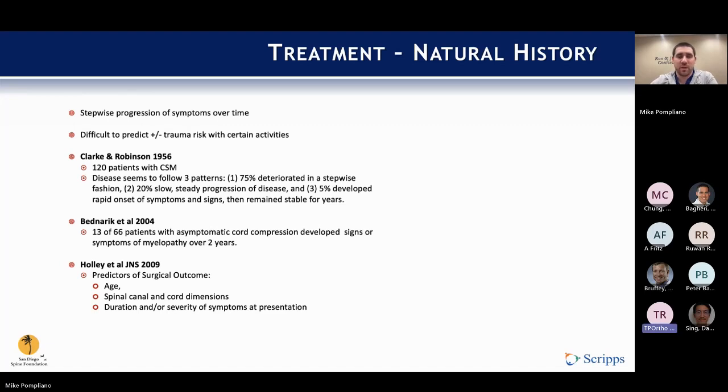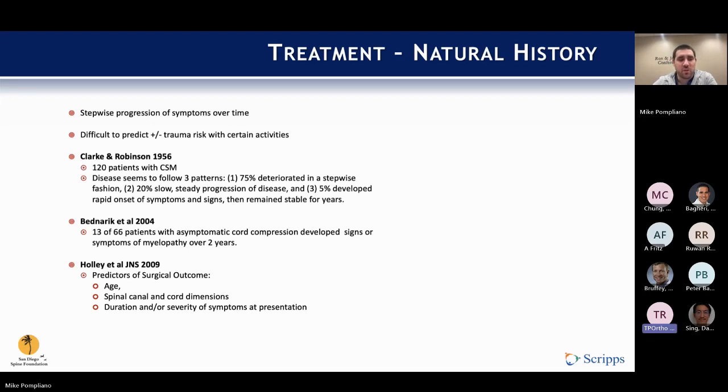With respect to the treatment, typically the natural history of this is considered a stepwise decline over time. It can be very difficult to predict. Again, there's a very individual nature to this whole process. Clark and Robinson looked at 120 patients with myelopathy in 1956, and they noted three typical patterns. 75% had a stepwise decline, about 20% had a slow, steady progression of the disease, and very rare, just about 5% had rapid onset of symptoms and then remained stable for years. So it's not very common to have a sharp decline following this, which is important for counseling patients in clinic.